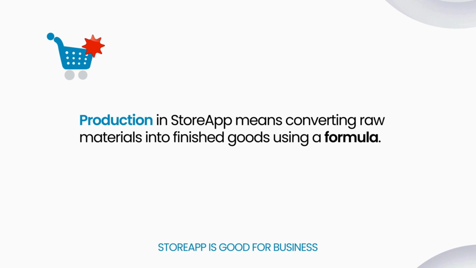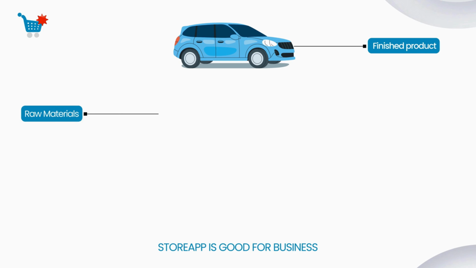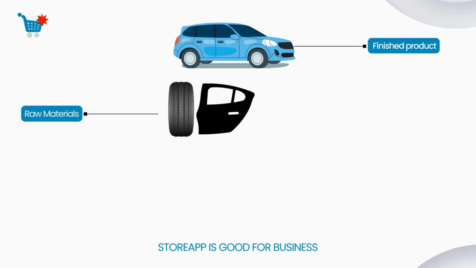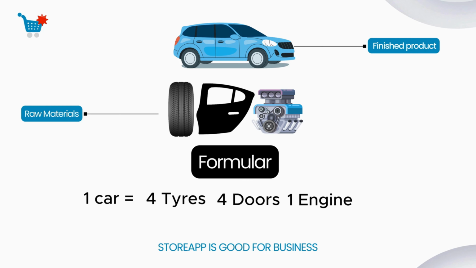Production in StoreApp means converting raw materials into finished goods using a formula. Here's a simple way to understand it. Imagine you're producing a car. The car is the finished product. The raw materials are tires, doors, and an engine. The relationship between the car and its raw materials is your formula. To produce one car, you need 4 tires, 4 doors, and 1 engine.